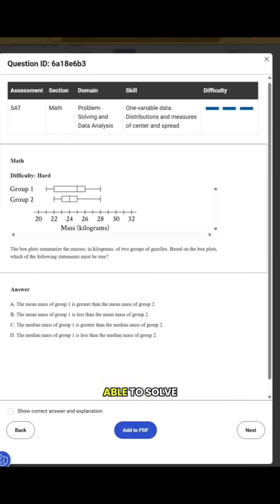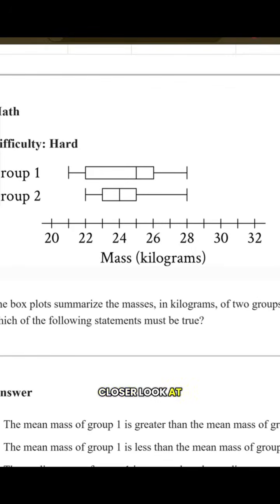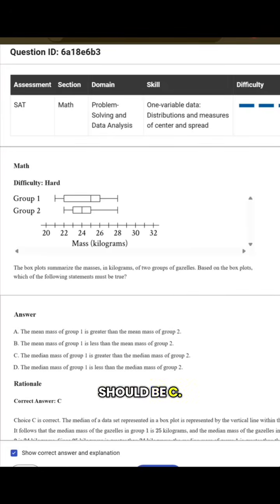Now that you know what you know, you should be able to solve this if you weren't able to before. Here's a bit closer look at the plot so you can decide which one has a greater median, and the answer should be C because the line in the box of group 1 is closer to the right, so it has a higher median.